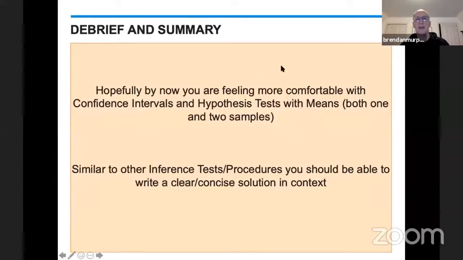So hopefully by now you're feeling more comfortable with both confidence intervals and hypothesis tests with means, both 1 and 2 samples. That's what Luke and I did the last couple of days, in proportions on Monday and Tuesday.